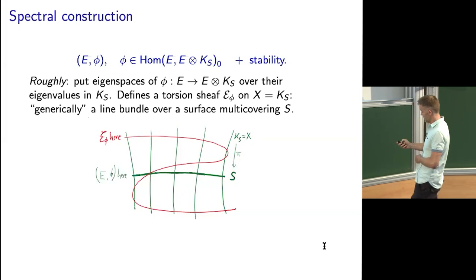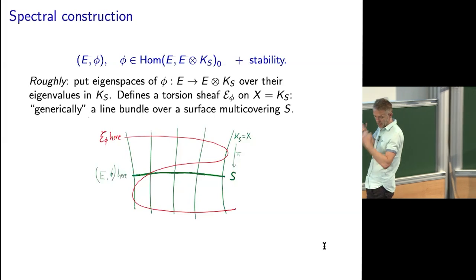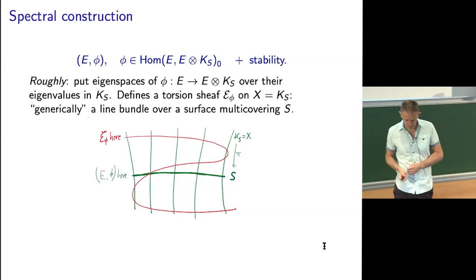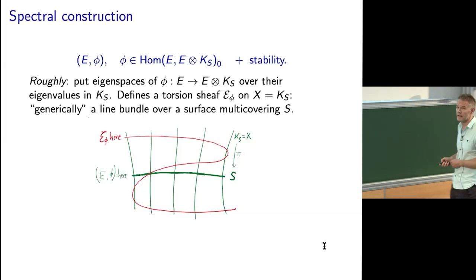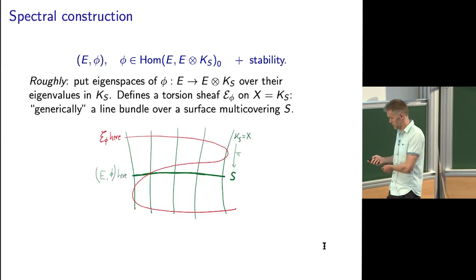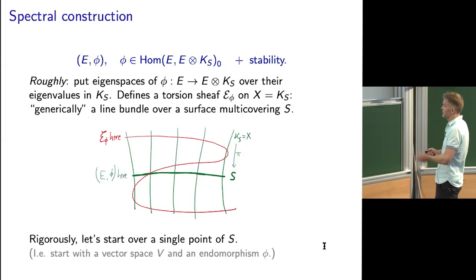In reality, this surface might be some thickened version of S, or it might just be S itself with a high rank bundle on it instead of a line bundle. So it's more complicated, but that's the rough idea. So any questions about that? Okay, so next we're going to do it rigorously, but first we're going to do it over a point.